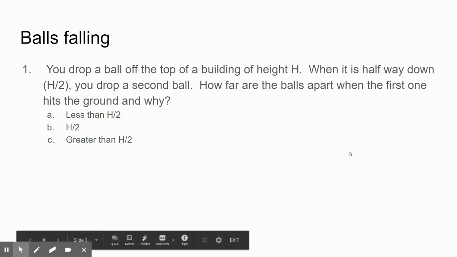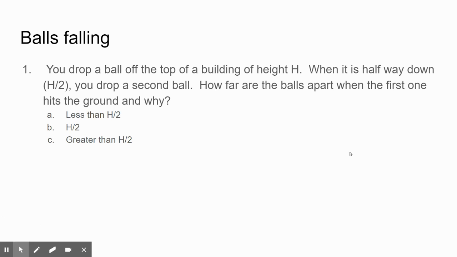All right, so I see some A's, some B's, and some C's. We've got less than h over 2, more than h over 2, and h over 2. So Michelle says C. The first ball is going faster than the second ball when the second ball is dropped. D says greater than h over 2 because of the acceleration. Everett, why do you say less? I'm not really sure. Okay.